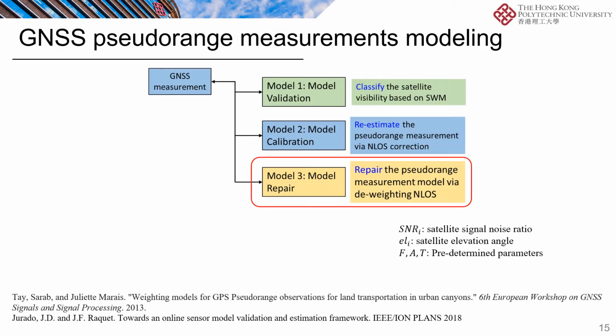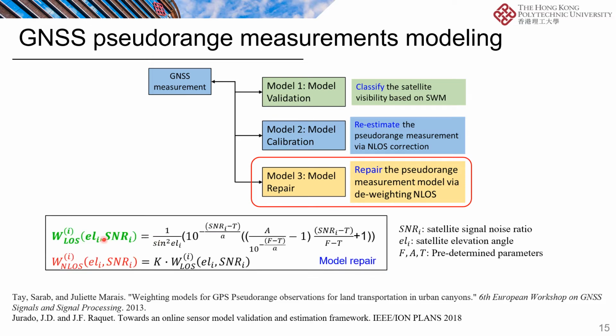Okay, what can we do if we cannot detect the reflecting point? We can do deweighting, giving a smaller weighting to the NLOS. How do we do it? This is the original weighting scheme for a typical satellite, based on the signal-to-noise ratio, the elevation angle, and some predetermined parameters. For a LOS satellite, we use this weighting scheme. But for an NLOS satellite, we use a scaling factor to deweight the NLOS measurement. This weighting scheme is based on this reference.